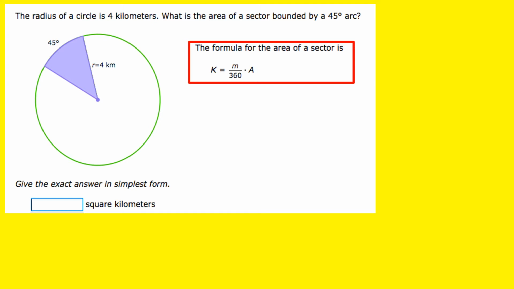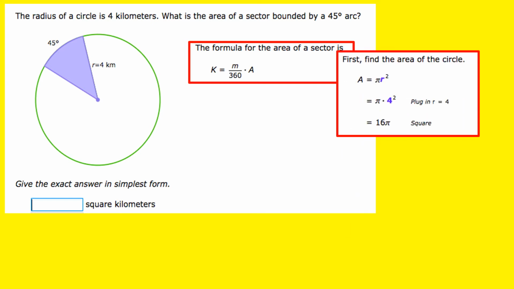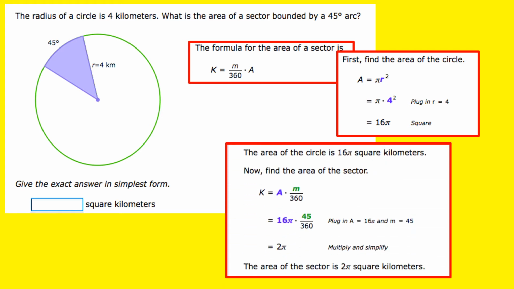So therefore, we must find the area of the circle by using the area of the circle formula. The area of the circle formula states that the area of any circle is equal to pi times the radius squared. Looking at the diagram, we can see the radius is 4. So pi times 4 squared is 16 pi. Now that we know M, the measure of the arc, and A, the area of the circle, we can substitute them into the formula for the area of a sector.